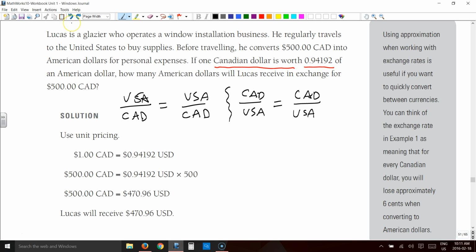All right, so let's do it. Let me prove to you that you can use either of these two setups and that you will always get the right answer. Let's take a look at what we have for information. This here says if one Canadian dollar is worth 0.94192 of an American dollar, we can write an exchange rate. Sometimes you're going to be given an exchange rate, but in this case, they're just giving you a sentence that you can turn into an exchange rate. And it says $1 Canadian is equal to 0.94192 US. That's your exchange rate, and we're going to use both of these pieces of information.